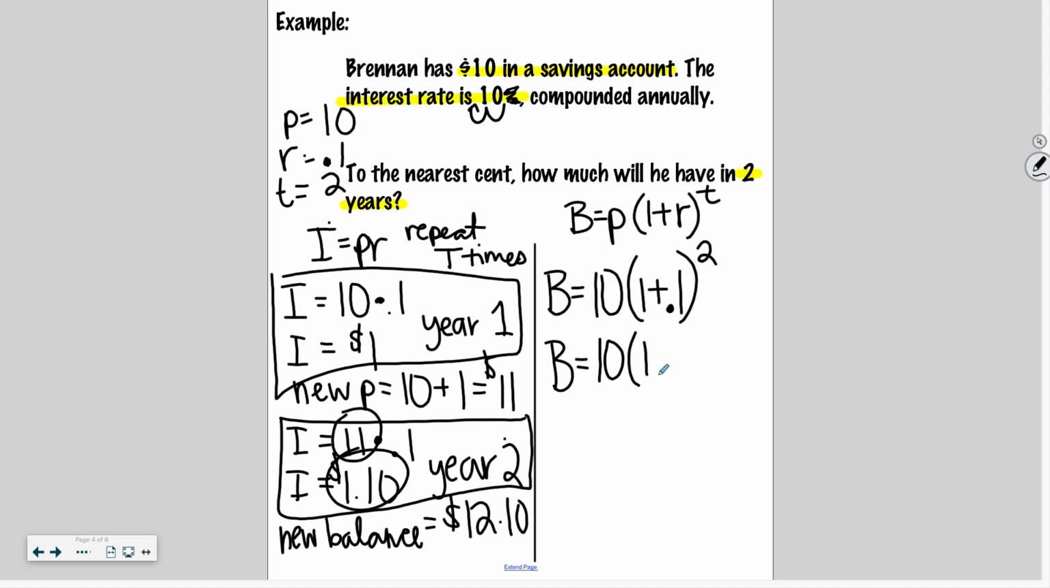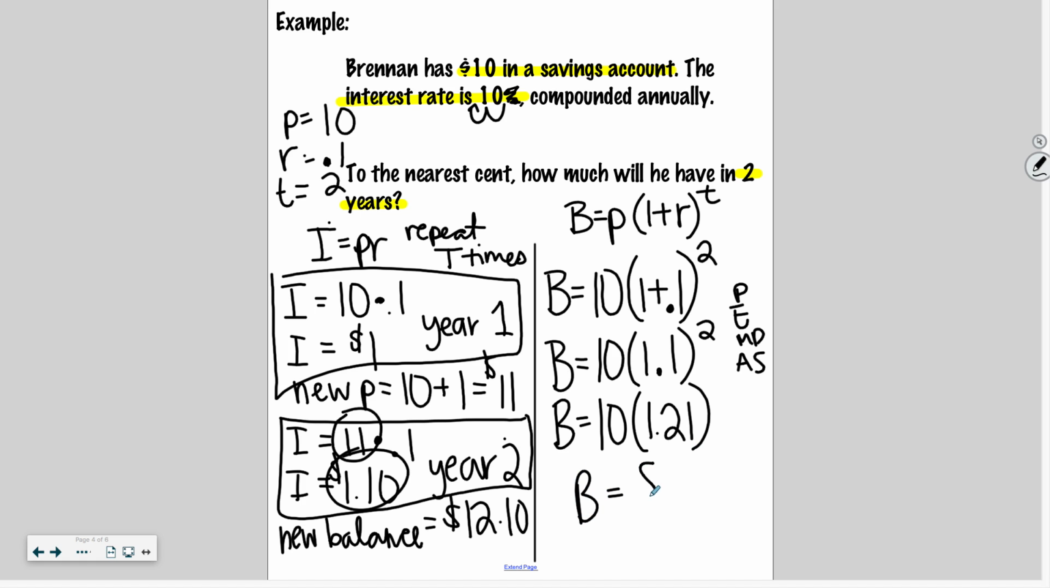10 times 1.1, because 1 plus 0.1 is 1.1, to the second power. Remembering our order of operations, I have to do the exponent first. So I'm not doing 10 times 1.1. I'm going to do 1.1 to the second power first. B equals 10 times 1.21. Now I'm going to do 10 times 1.21, and I get a balance of $12.10.